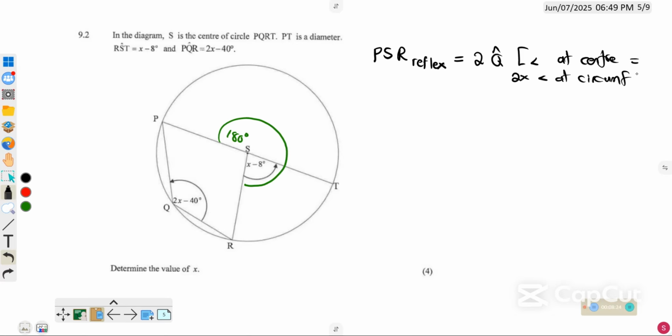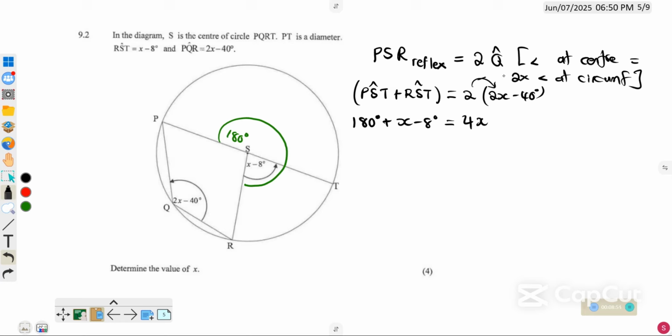But we do have PSR. PSR is made up of 2 angles: PST plus the angle which was given to us, RST. So it's a combination of those two, which will give us 2 times angle Q. Angle Q is 2x minus 40 degrees. That's what we have. But PST is none other than a straight line, so that's 180 degrees plus RST, which is x minus 8 degrees. And this will give us this times that, which is 4x, and this times that, which is negative 80, like that.